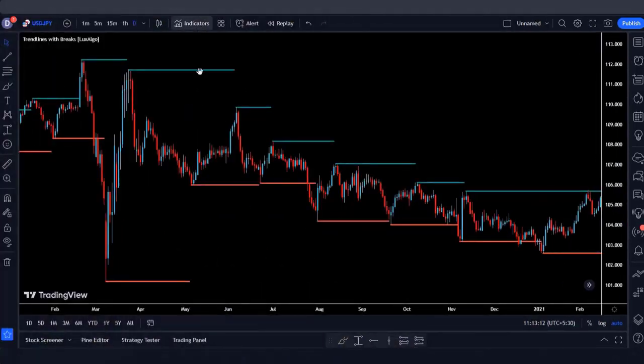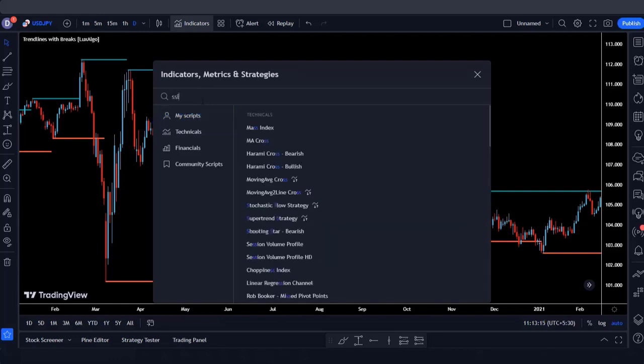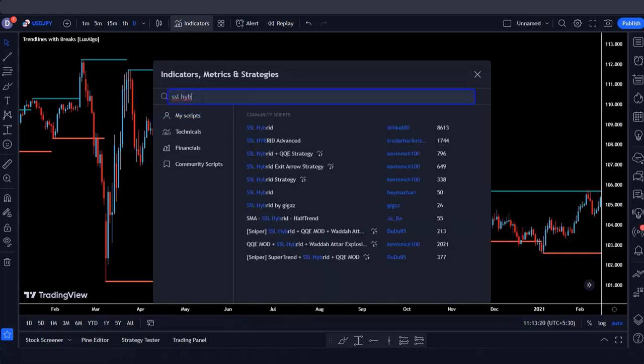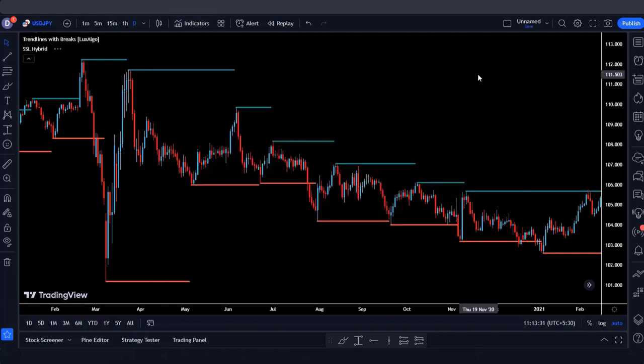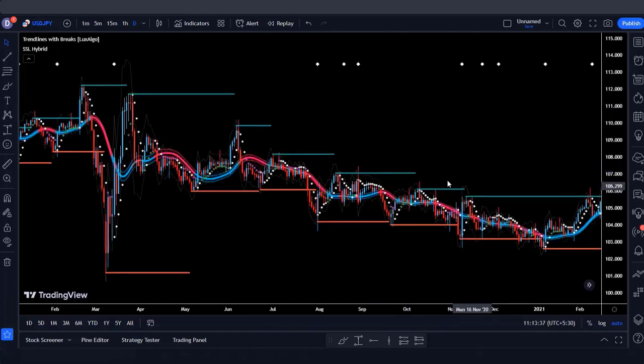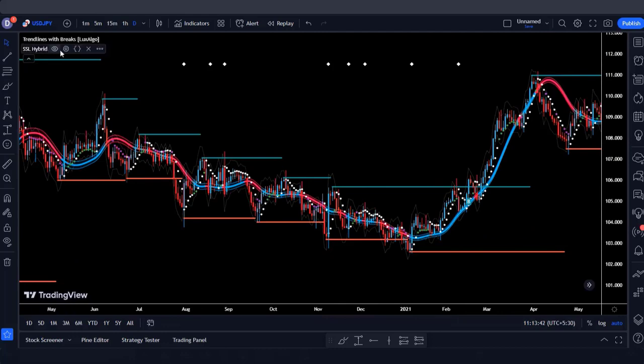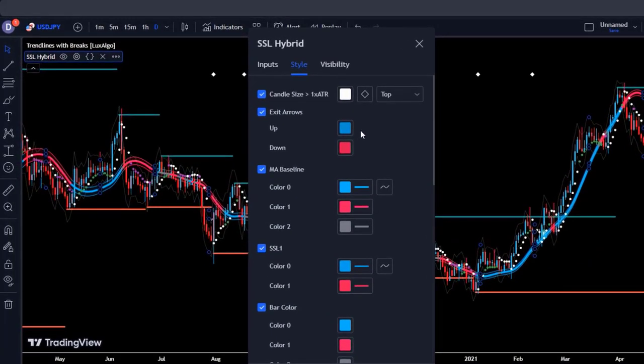But I want to add another indicator so we wouldn't get even this fake signal. In order to do that, in the Indicators tab, search SSL Hybrid and then add this indicator to your charts. This is how SSL Hybrid looks like, and it's too messy, so we had to change some things up. Open the SSL Hybrid settings and in the Style tab, disable all the options as I do.